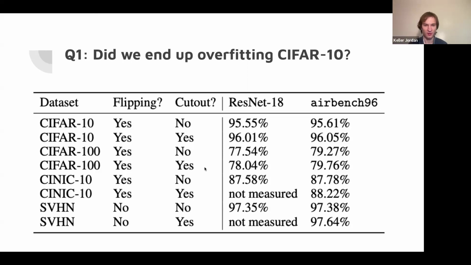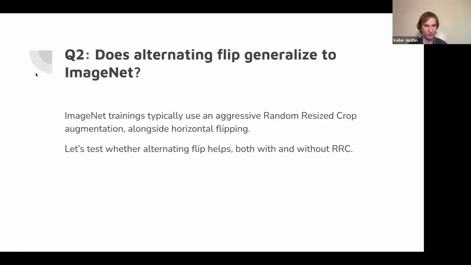Yeah, that's all I have to say about that. So, another question is the next question, and then after this, my talk will be pretty much over and we can go to questions. Does alternating flip generalize to ImageNet? We have this new method, so let's see if it generalizes to ImageNet.